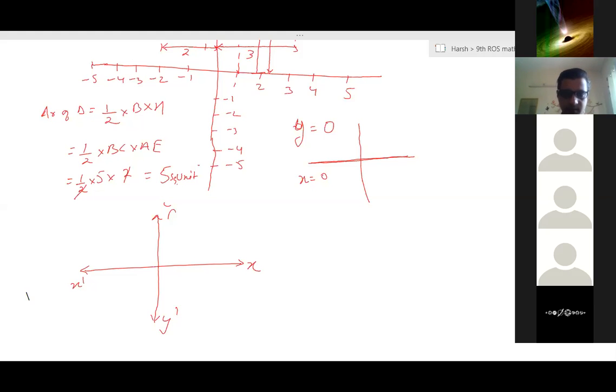Yes, sir, I can't find my graph notebook. Can I write it in the notebook for now, and I'll write it later? At that time you can solve those questions which do not require graph paper. Okay, sir.